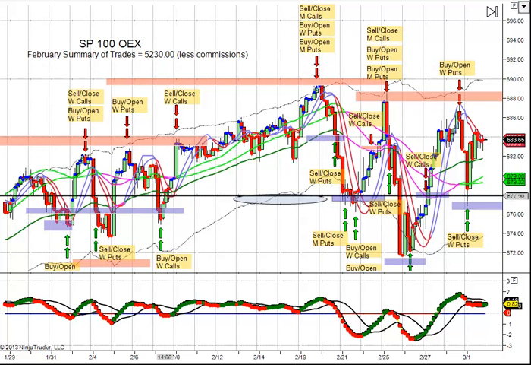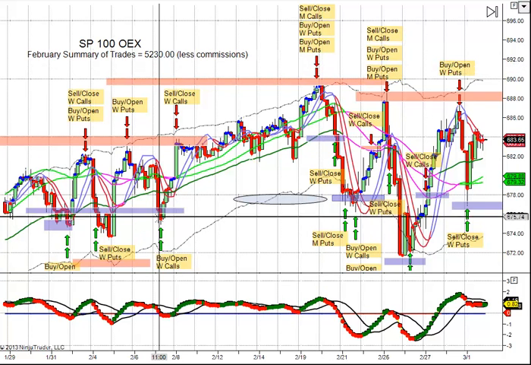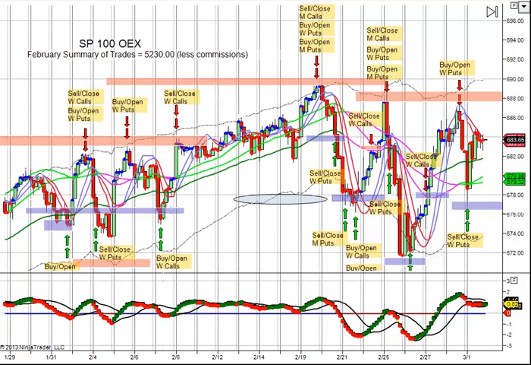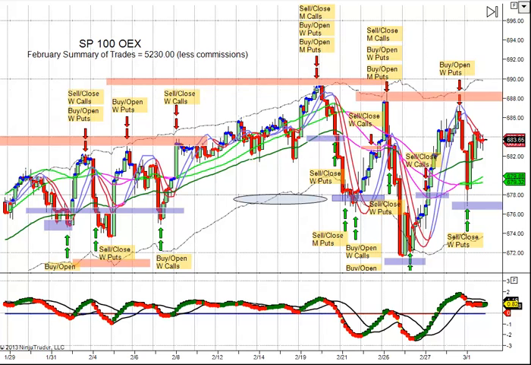But once we got up in here to resistance, I took the monthly calls off, took that profit, put it in the bank, which is a nice sizable profit, coming back in here from 676 back up in here to 690. That was a beautiful run in here. And then initiated not only weeklies, but both monthly puts as well.